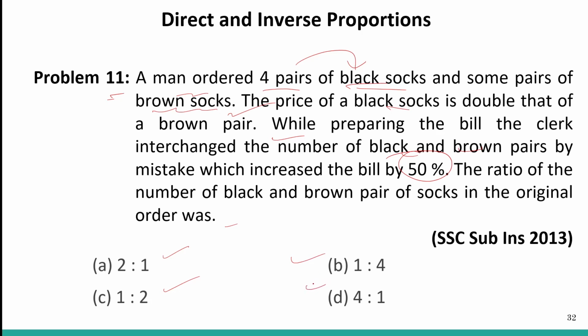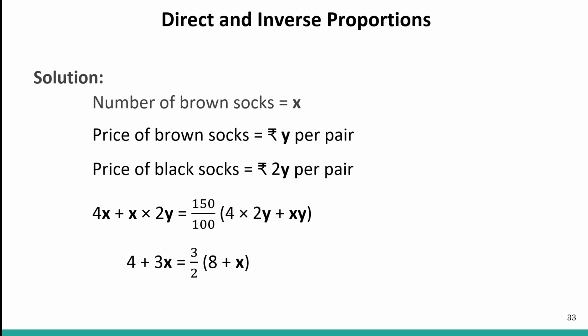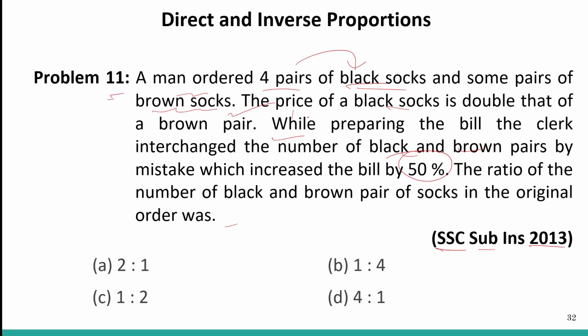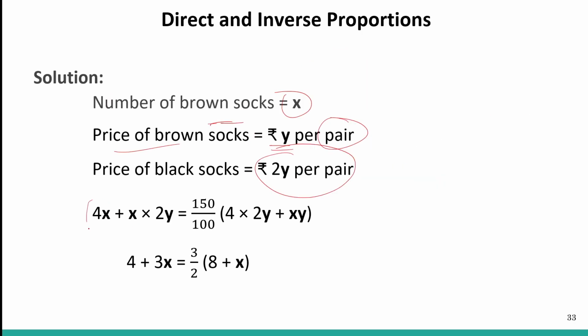This question has been asked in the SSC Sub Inspector 2013 paper. Let's see the step-by-step solution. The number of brown socks is equal to x. The price of brown socks is y rupees per pair, right? Let the price of black socks be 2y per pair, because it was double the price of the brown pair, as given in the question. So 4x plus x plus 2y is equal to 150 by 100.